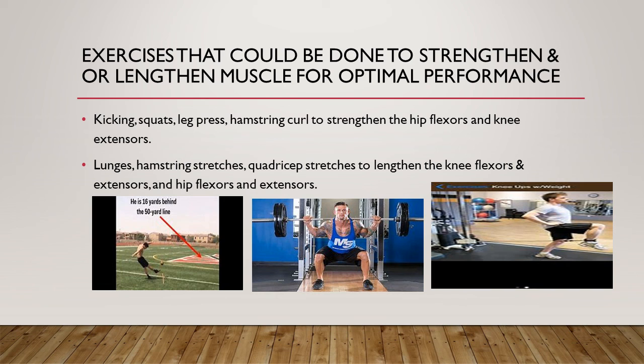Exercises that could strengthen or lengthen the muscles for optimal performance. Kicking, squats, leg press, hamstring curl, all can be done to strengthen the hip flexors and knee extensors. Lunges, hamstring stretches, quadriceps stretches can be done to lengthen the knee flexors and extensors and hip flexors and extensors as well.